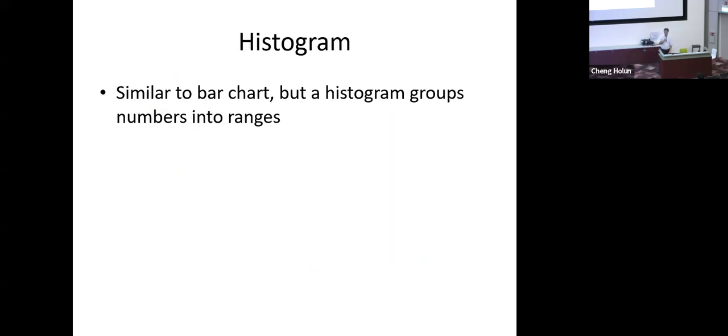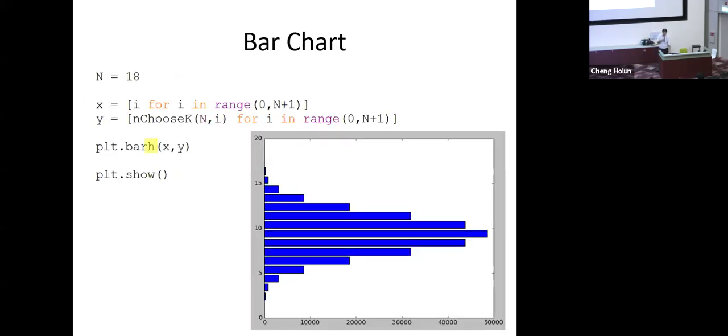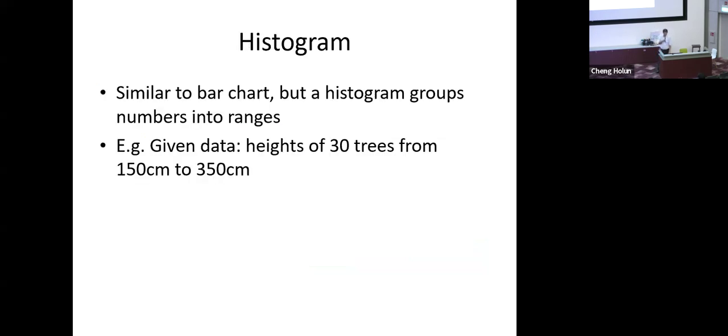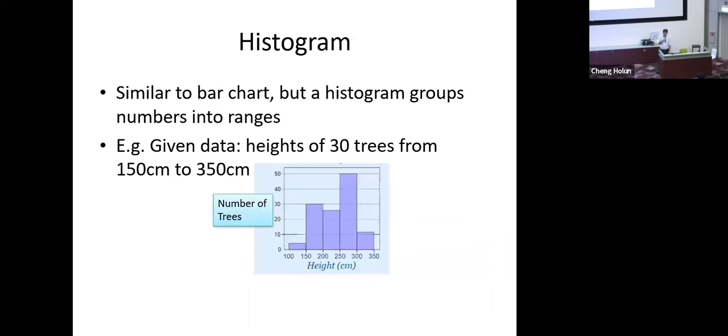And histogram, you know the difference between histogram and bar graph, right? Bar graph may be separate data. That means each data is separate. For example, I want to show the income for different ages. That is a bar graph. But if you want to ask what is the height of the trees, 30 trees from 1.5 meters to 3.5 meters, then you do a histogram. Histogram is a cumulative one.